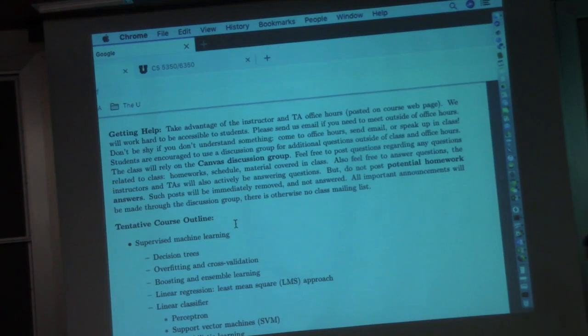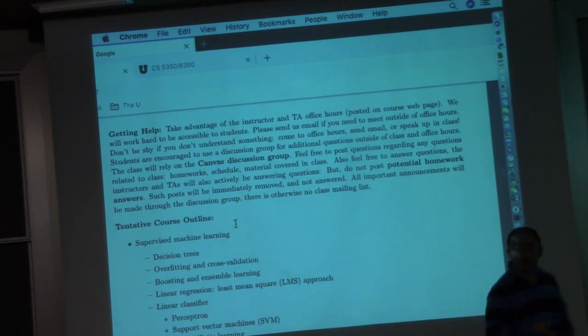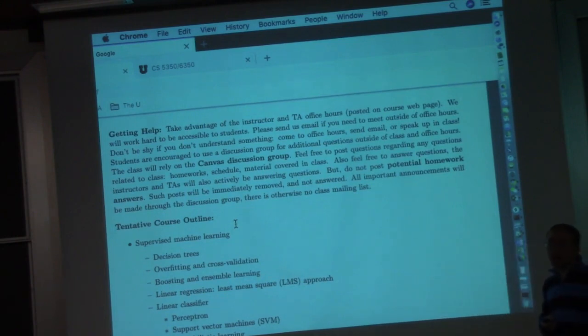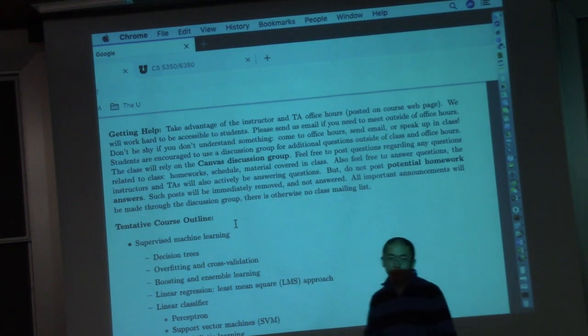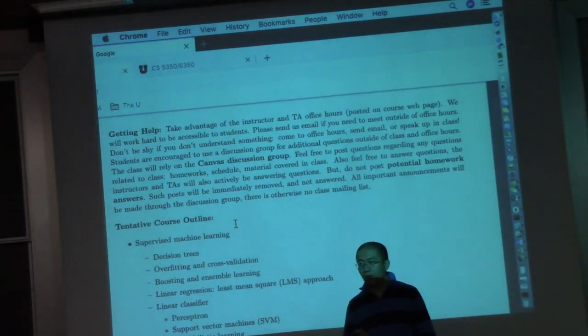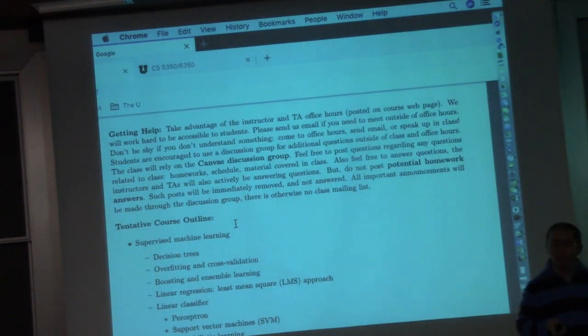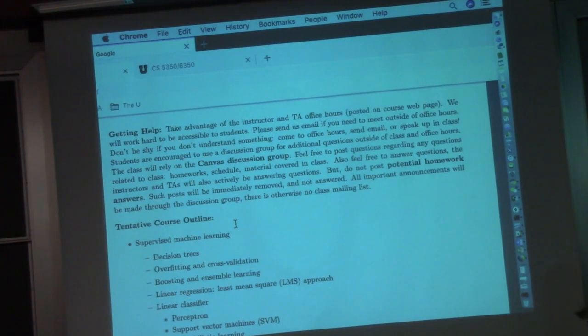And our TAs and TMs will constantly watch the campus forum and respond to you as soon as possible. But do not post potential homework answers. Questions like, how can we solve problem 2 in homework 3, are not welcome. And if we find such questions posted, we'll delete them because it breaks the fairness.